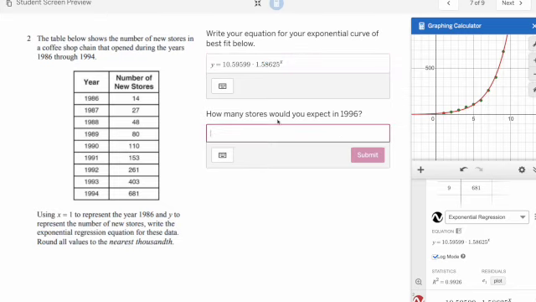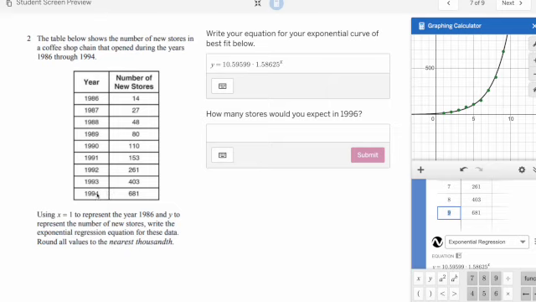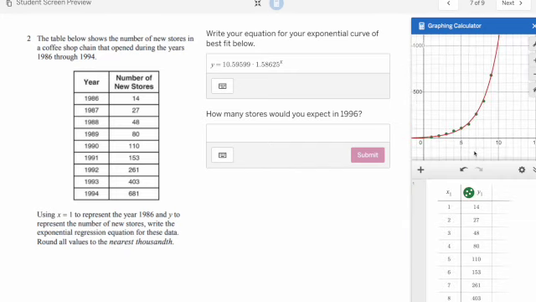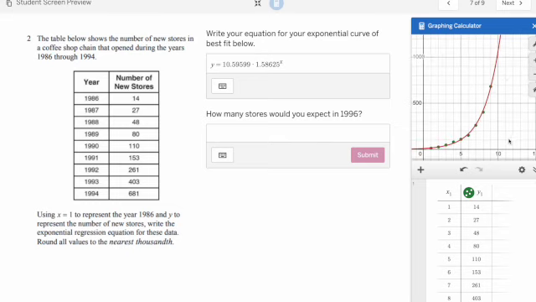How would we figure out the number of stores, or rather predict the number of stores in 1996? Well, if you look at your table, year 9 in our table was 1994, so that would mean year 11 would be 1996. So again, there's two different ways I could get the answer. I could use my graph. It's a little bit hard to see here. I might need to zoom out slightly to get to year 11.